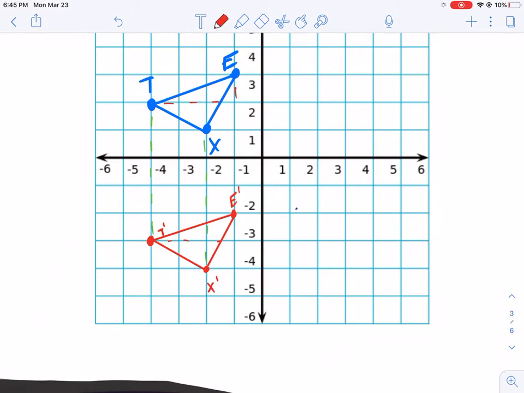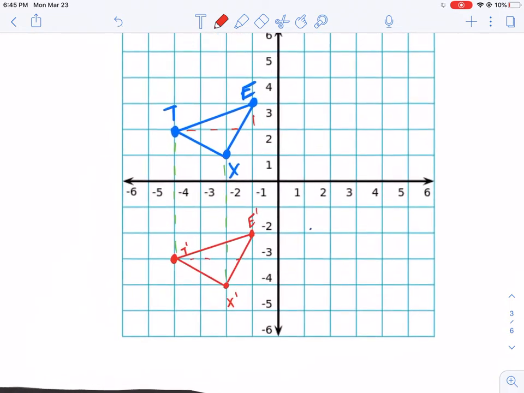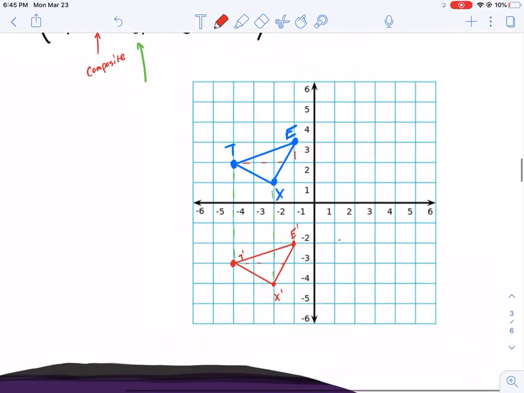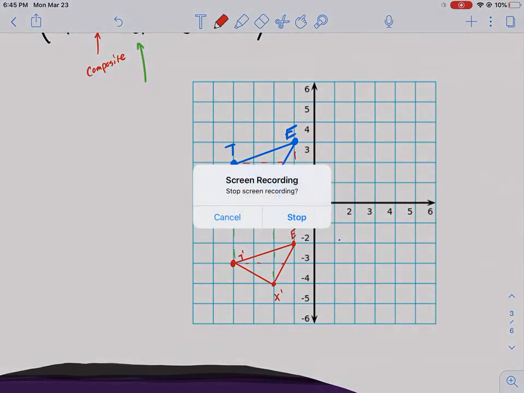And it's up to you, okay? Some people like translating each vertex. Some people like just moving the shape down and redrawing it, okay? So that's important to note.